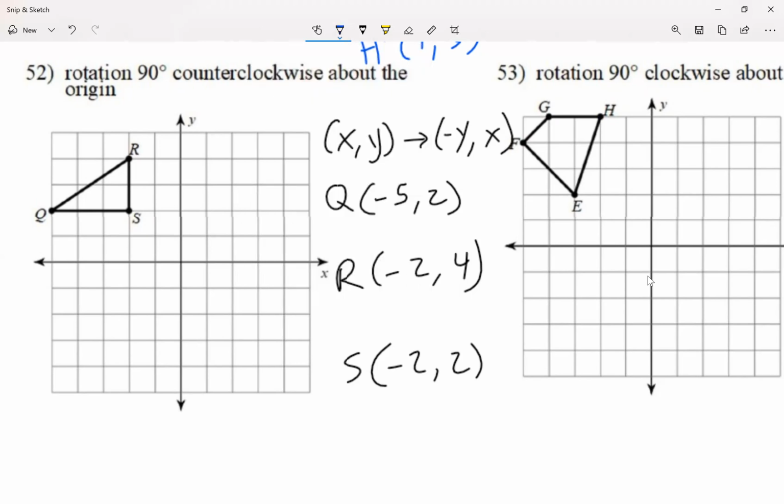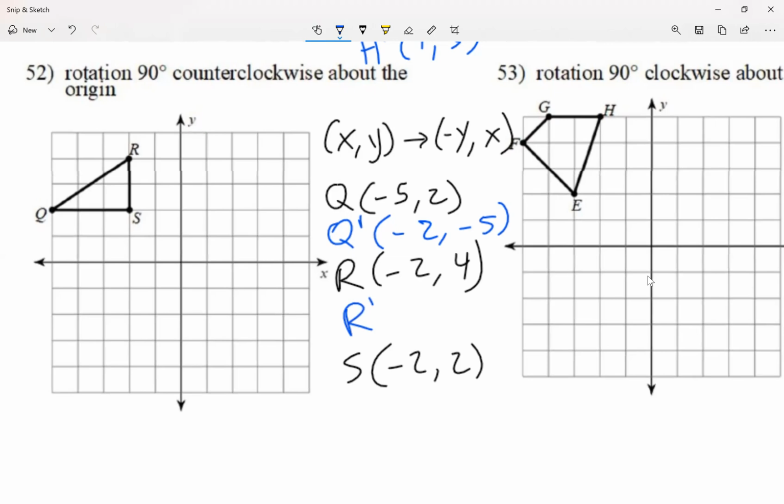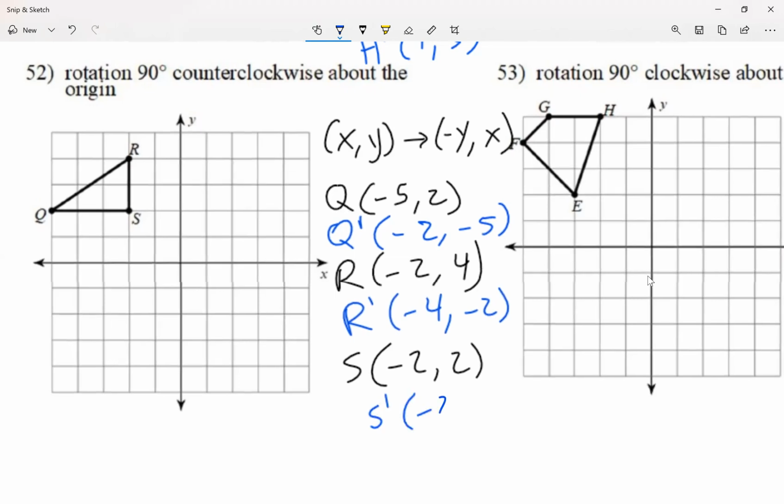So Q prime should be (-2, -5). Notice I only switched the sign on the 2. All right, from positive, I went to negative. If it would have been negative, I switch it to positive. And notice how my -5 did not switch signs. Only the value that was y to begin with. Now my R prime is going to be (-4, -2). And my S prime will be (-2, -2).